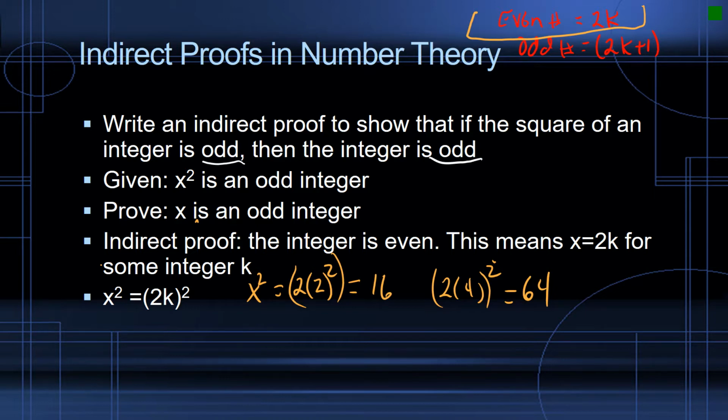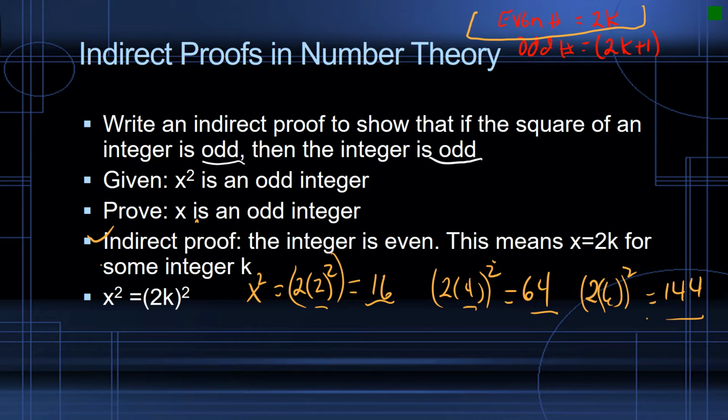And well, let's do one more. If we substitute 6 for k, 2 times 6 is 12, and 12 squared is 144. So we used even integers based on our indirect proof, and we squared them, but 16, 64, and 144, none of those are odd. So the square of those even integers is not odd, it's even.